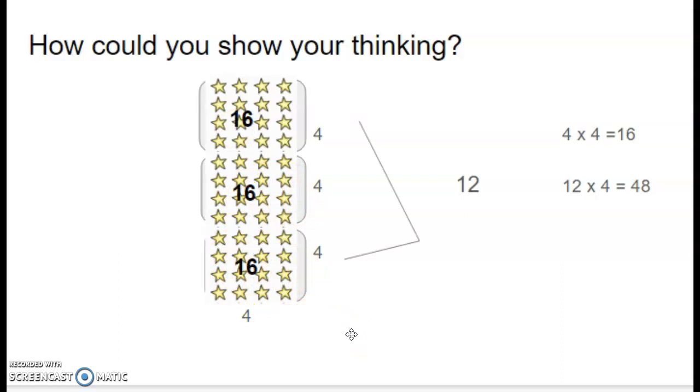And 4 fits into each of the 16s. There are 4 4s in each one. So I know that 3 times 4 equals 12. So a 4 will fit into 48 12 times.